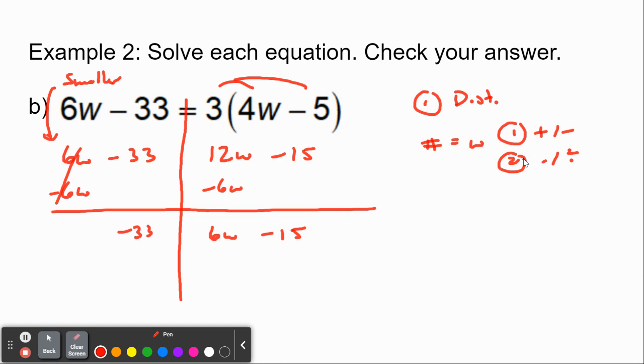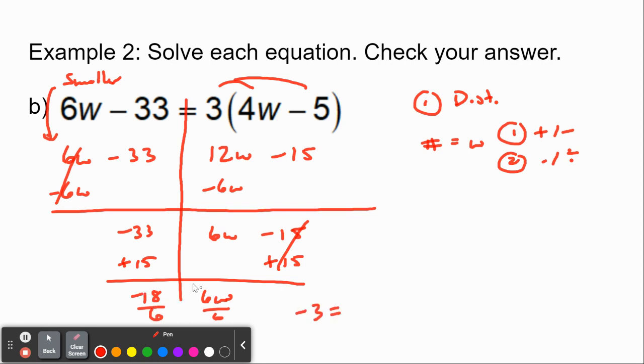So I see that minus 15, that does not have the variable, so we're going to add it to both sides because it's a minus, so we're going to add it. Negative 33 plus 15 is negative 18. Bring down the 6w and the 15's cancel. And now we're going to divide by the number in front of the w, that is 6. So divide by 6, divide by 6. And negative 18 divided by 6 is negative 3. On the right-hand side, the 6's cancel. And there is your w.